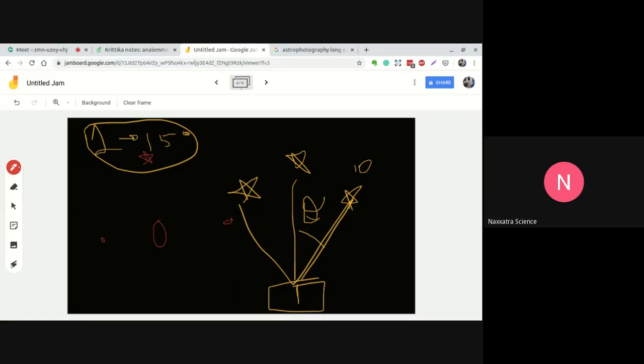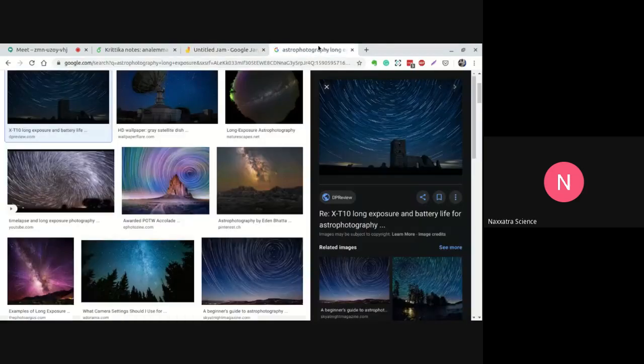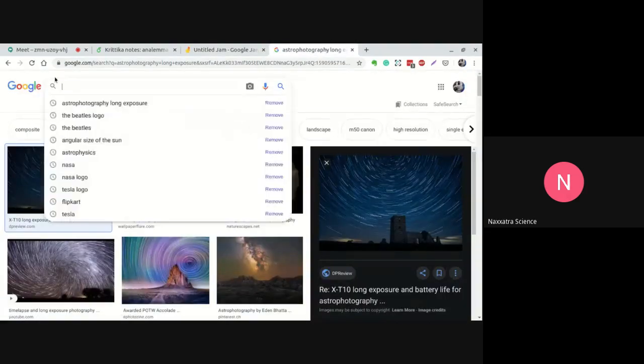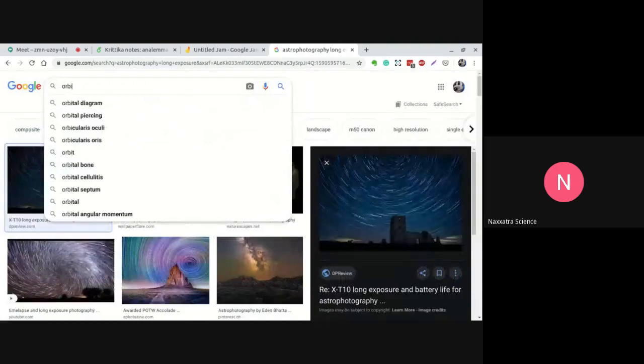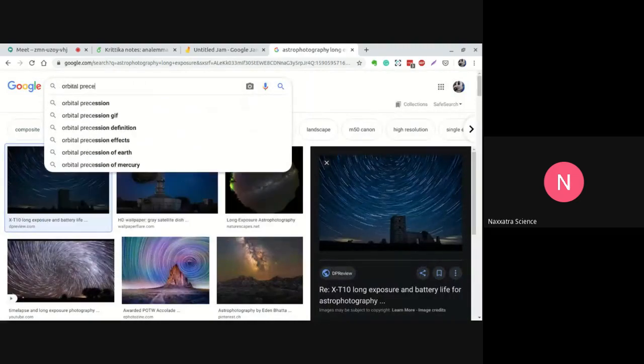So there is something called orbital precession. I don't know if you guys have heard of it. We can touch upon this topic later. Orbital precession, how many of you have heard of it? Can someone tell me?